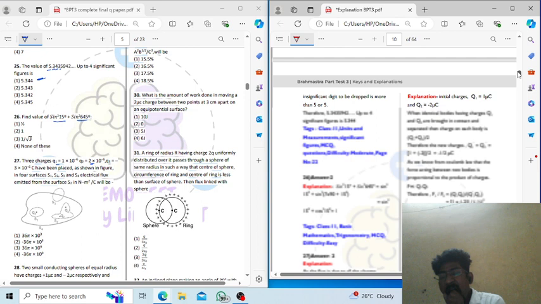Okay, and we know from Coulomb's law, F is proportional to q1 q2, so F1 by F2 will become q1 q2 by q1 dash q2 dash. Just put the values here, you will get the value of minus 8 by F2. This is all from the Coulomb's law formula.